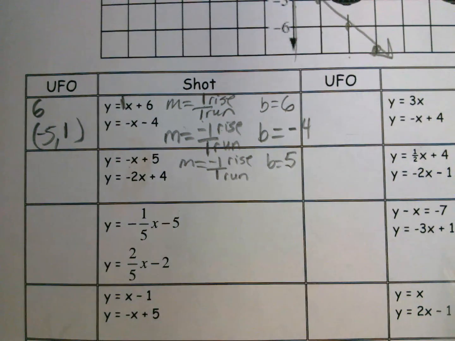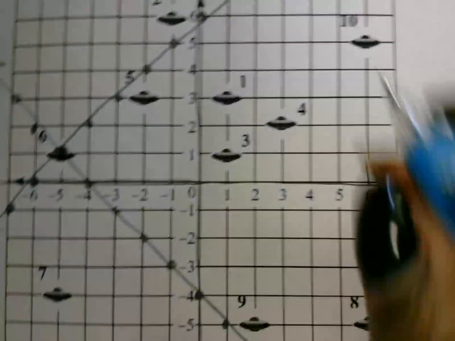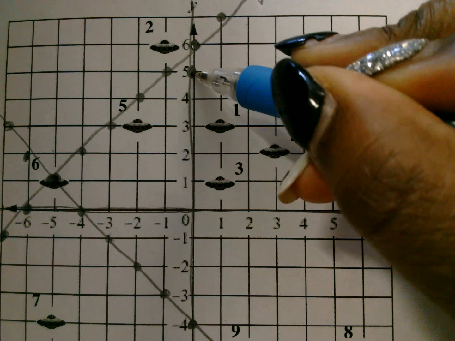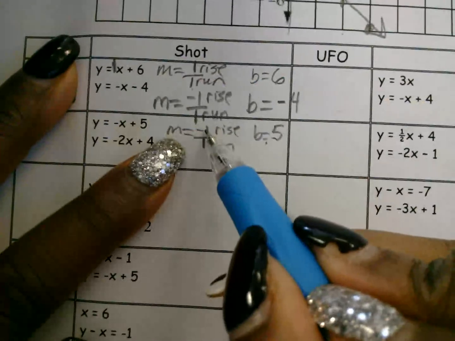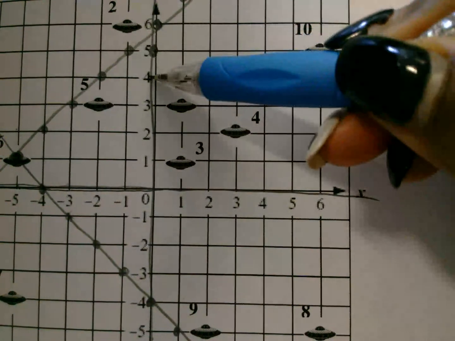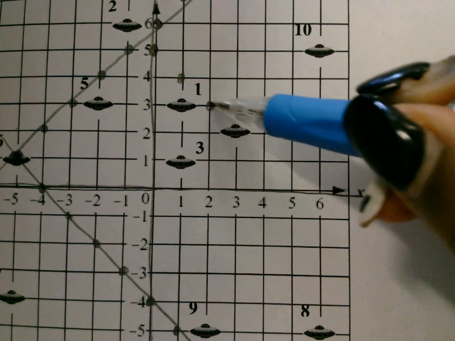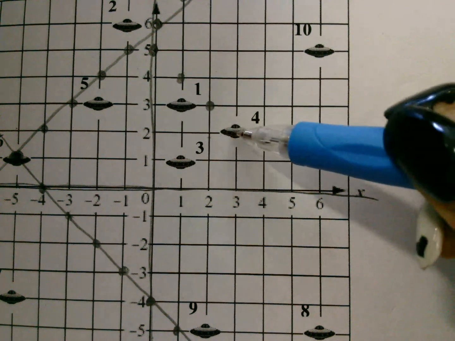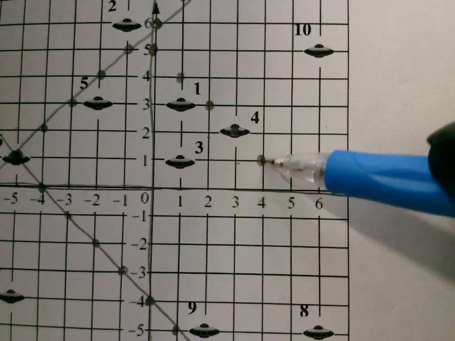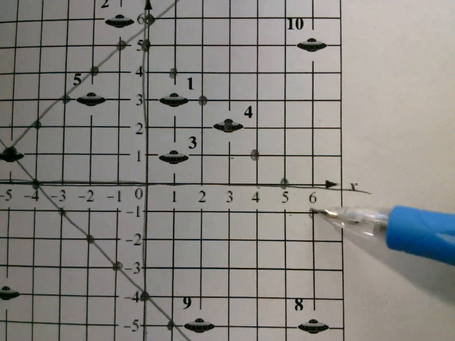All right. So now we're gonna find B on the y-axis. So let's find +5 on the y-axis. It's right here. Good job, baby. And now we're gonna use the slope, down 1 to the right 1. So let's start here. Down 1, right 1. Down 1, right 1.